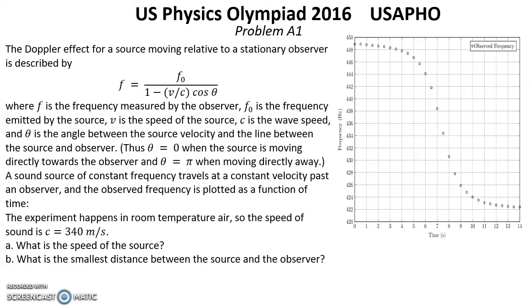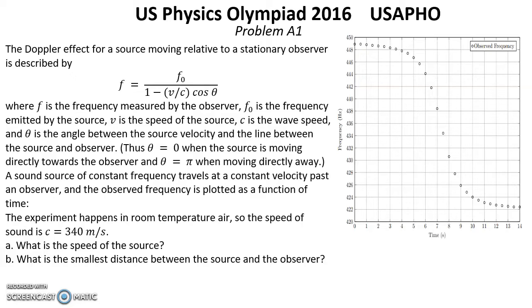Thus theta equals 0 when the source is moving directly toward the observer, and theta equals pi when moving directly away. A sound source of a constant frequency travels at a constant velocity past an observer, and the observed frequency is plotted as a function of time. The experiment happens at room temperature, so that the speed of sound is C equals 340 meters per second. Question A. What is the speed of the source? Question B. What is the smallest distance between the source and the observer?